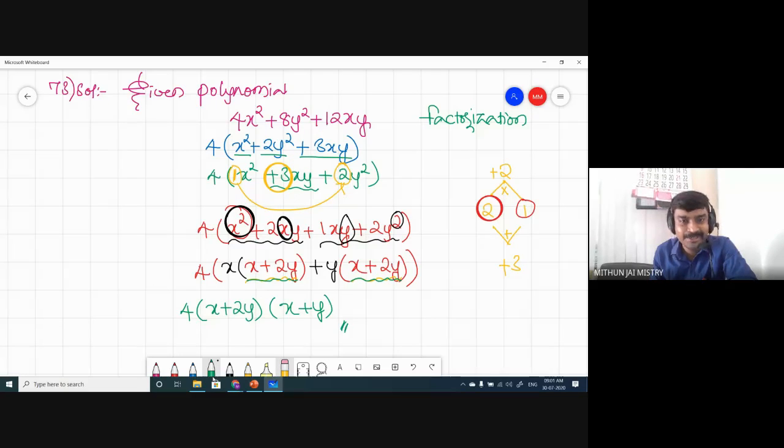Children, that's it. Your answer is over. So what is happening here? The polynomial 4x square plus 8y square plus 12xy, we have factorized as 4 into x plus 2y into x plus y. That means what? If you multiply this 4 into x plus 2y again into x plus y, you are going to get the same polynomial. So till now we have done multiplication, we have written like this, and now we are doing the reverse work, that is we are factorizing. We have written this polynomial as product of these factors. You can check your backside answer, it will be same.